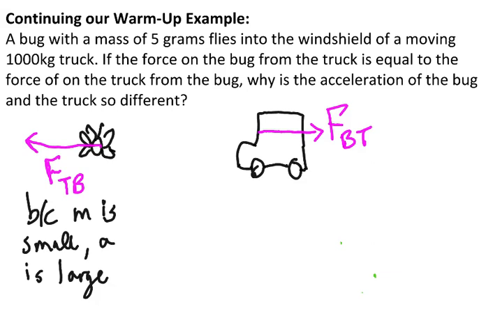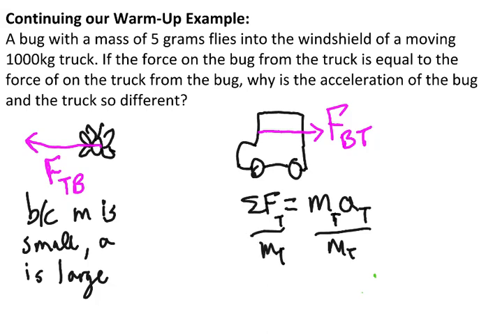Now the truck will also feel all kinds of other forces. You know, gravity will be quite significant, the normal force. There's going to be some friction forces in there. Those will all be there as well. But just looking at the force from the bug on the truck and how that impacts the truck, I know the net force on the truck is going to be equal to the mass of the truck times the acceleration of the truck, meaning truck. And I rearrange that for acceleration again, divide both sides by mass.